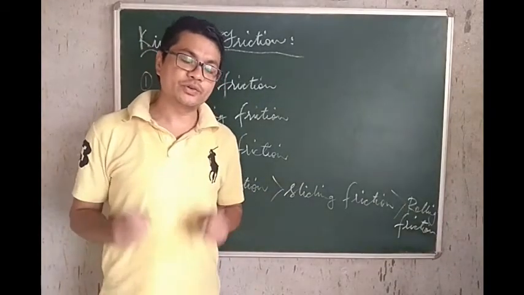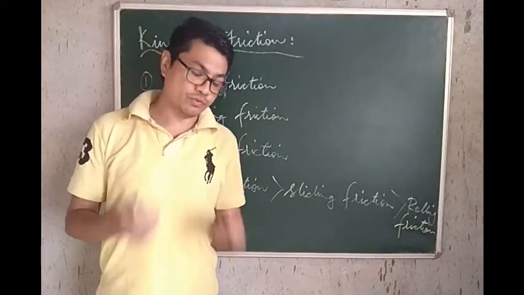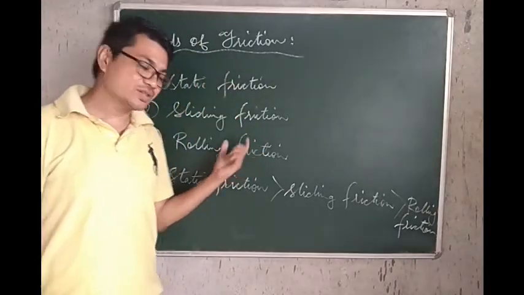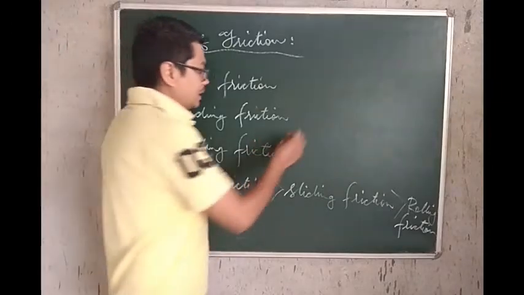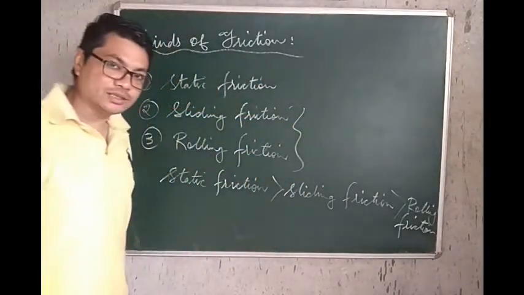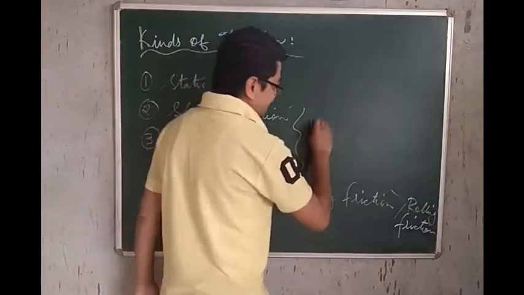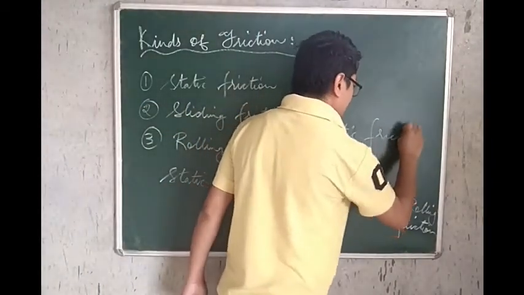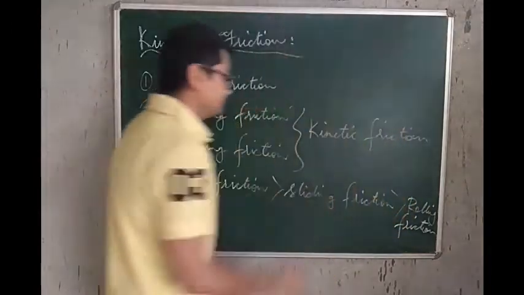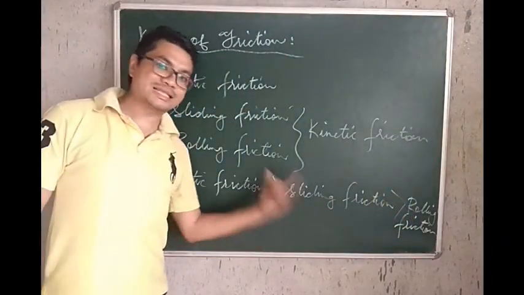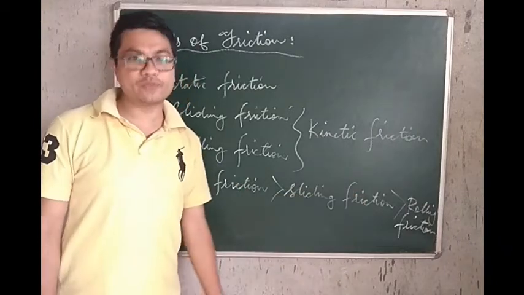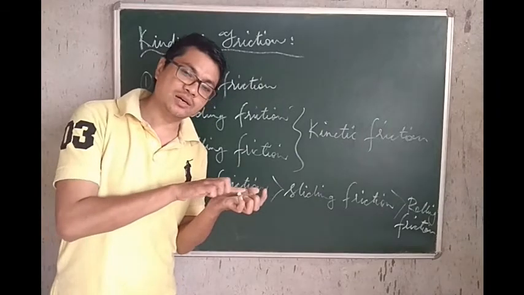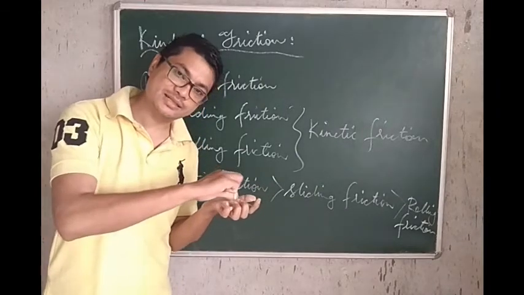This is a very short video regarding kinds of friction, class 11. We've already seen that friction can be of 3 kinds: static friction, sliding friction, and rolling friction. These two together are also called kinetic friction. Kinetic means in motion. Okay, and do remember, static friction is greater than sliding friction, which is greater than rolling friction. So it is easiest to roll a body than to slide it.